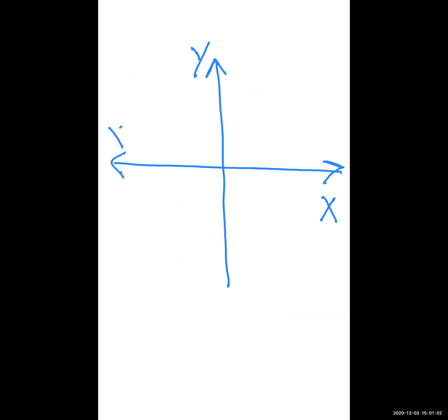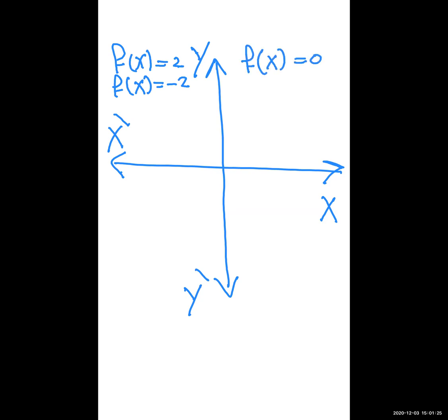And of course, this one is x dash for the negative values of x, and this one is y dash for the negative values of y. Now I want to represent f of x equals 2, f of x equals -2, and f of x equals 0. So I just gave you the 3 cases: positive, which is 2, negative, which is -2, and 0. All the remaining numbers will follow the same conditions, whether positive, negative, or 0.